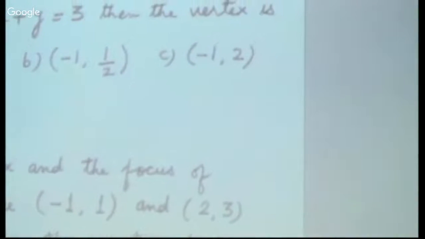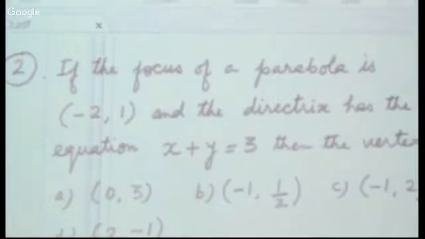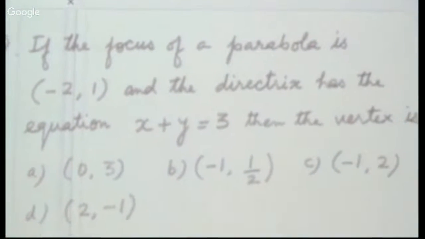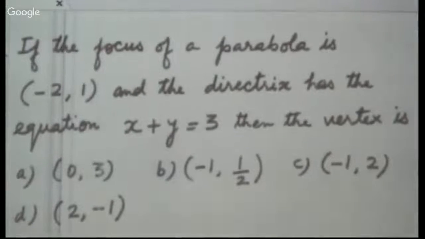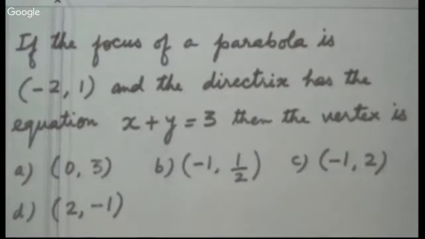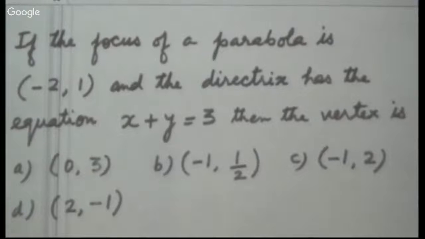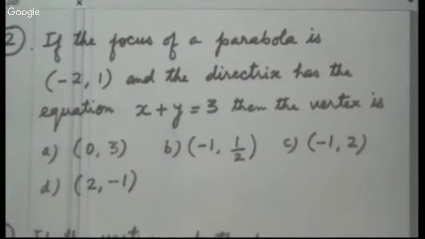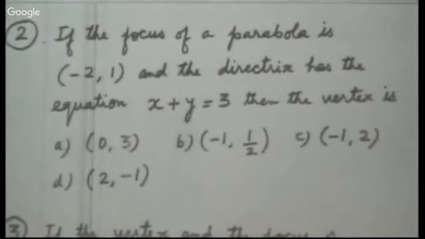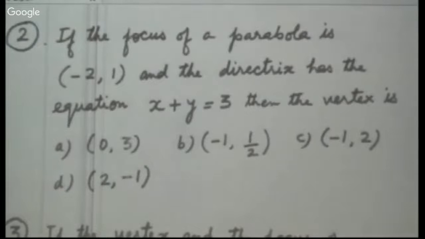Next, if the focus of the parabola is (-2, 1), and the directrix has the equation x + y = 3, then what will be the vertex? The focus of the parabola is (-2, 1), and the directrix is also given. You have to find the vertex.